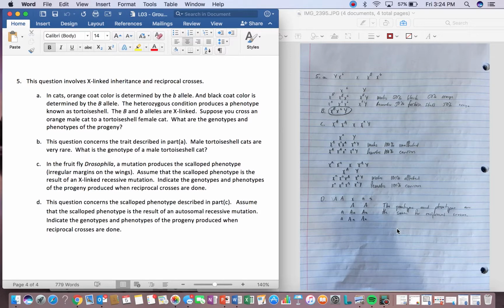And then in the reciprocal cross of that, you're going to have 100% of the males affected and 100% of the females will be carriers. So you know that that's going to be X-linked because the ratios are not the same.